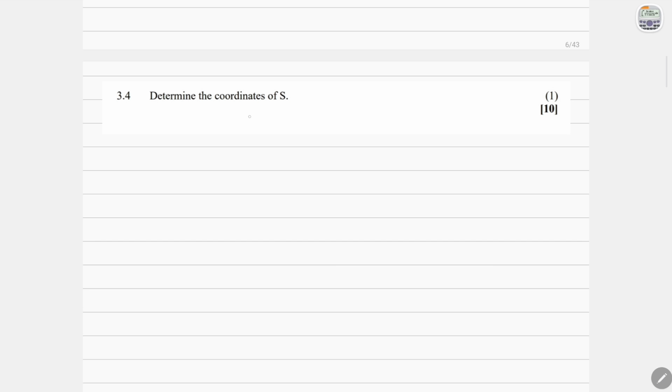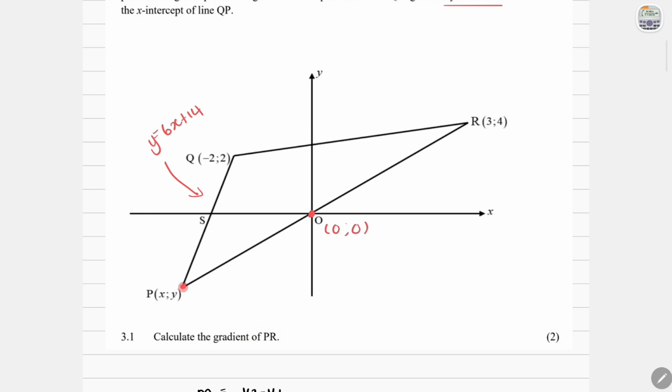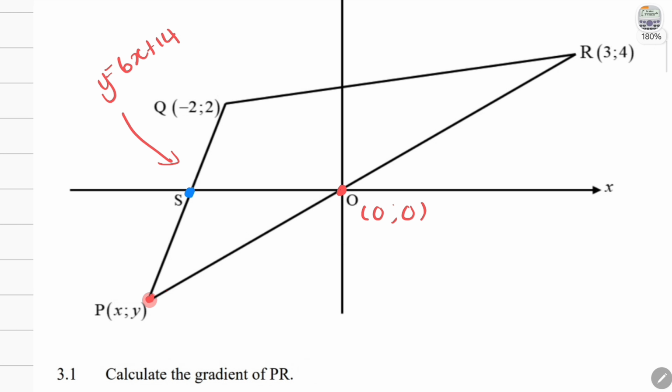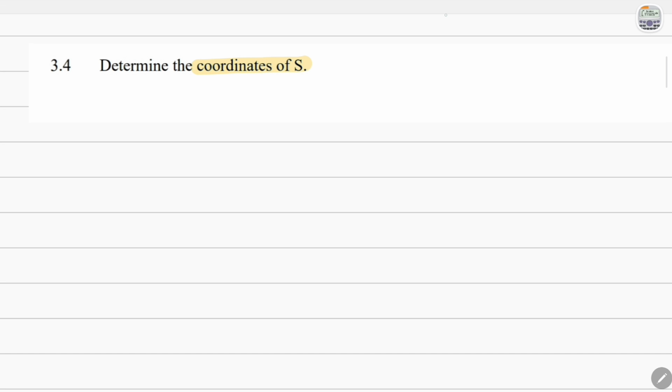Question 3.4 says, determine the coordinates of S. So where is S? S lies on, as we can see, the x-axis, and it lies on this graph. So if it lies on the x-axis, it is an x-intercept. And to find an x-intercept, you simply make y equal to 0. So let's take that equation, 6x plus 14, and then make y equal to 0.